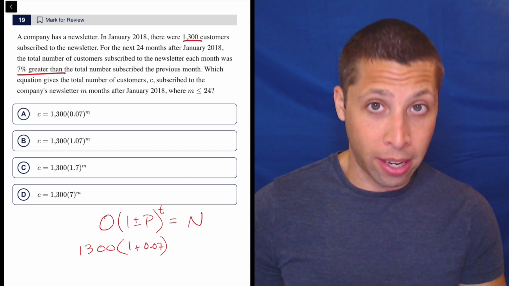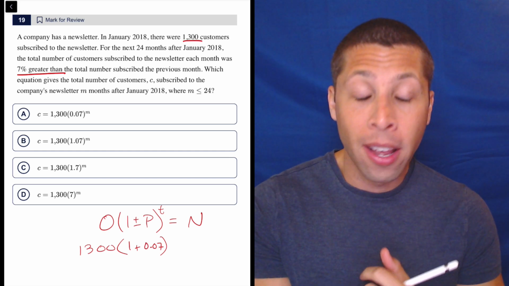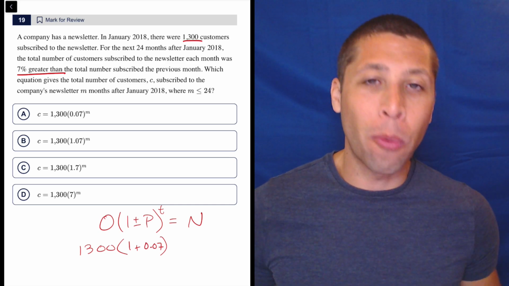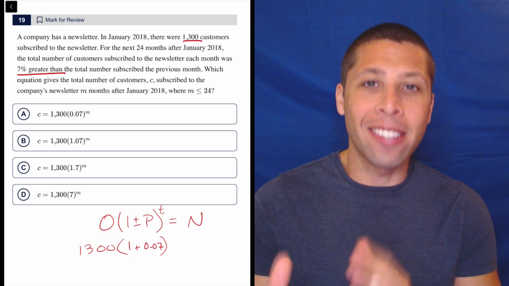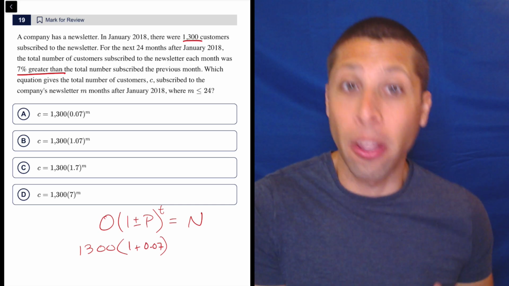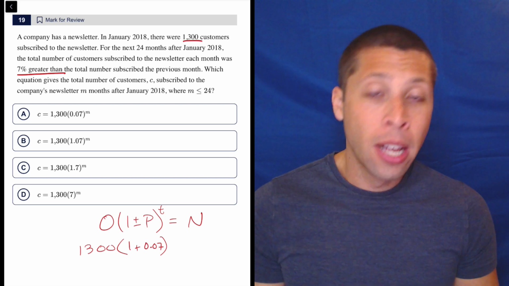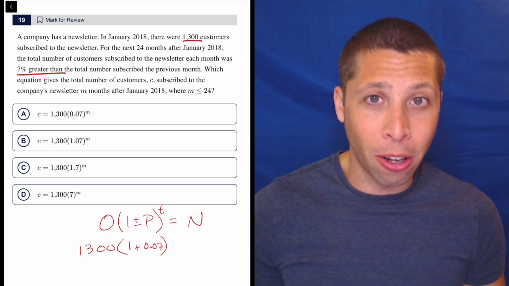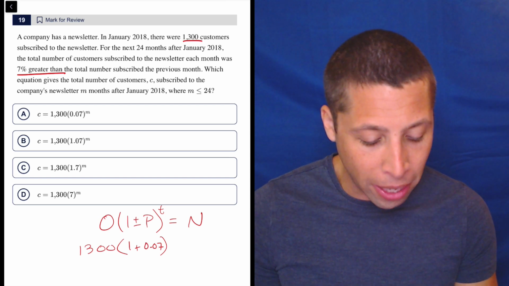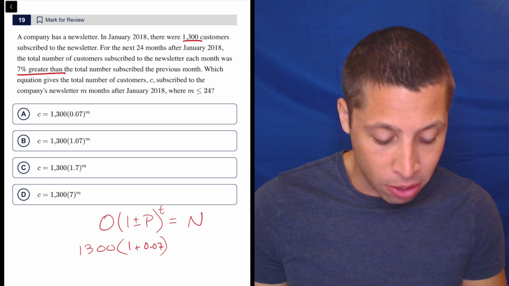We also need to recognize that we're adding that to 1. Don't worry about why, but the reason is that it's 100% plus another 7%. That's what we're doing each time. So we'll simplify that in a sec. You can probably tell already what it's going to be based on the choices, but that is the step that we would need to do.